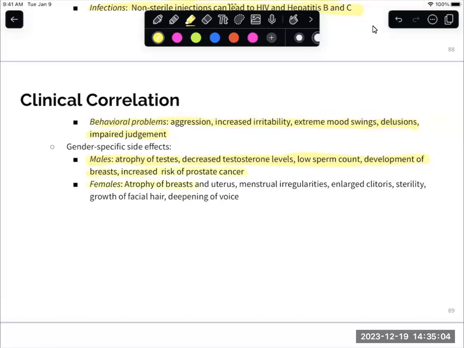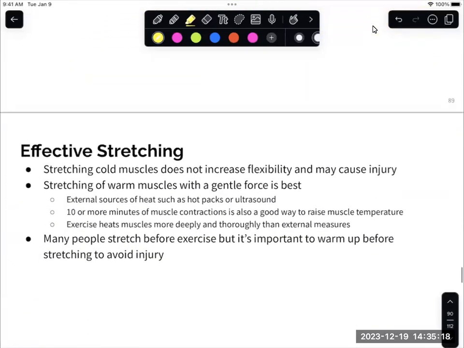Females, their breasts start to atrophy. So does their uterus. Menstrual irregularities, enlarged clitoris, sterility, facial hair growth, deepening of the voice, more masculine types of characteristics will start to show up.